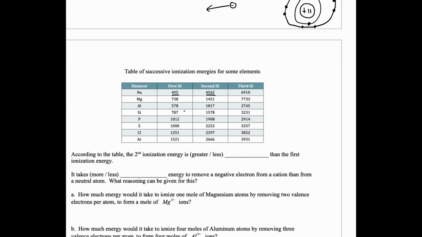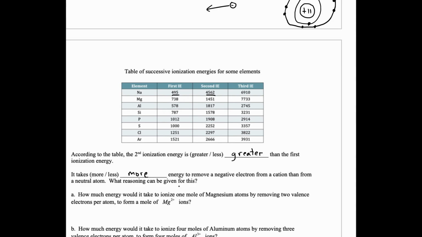So in general, that's always the case. The second ionization energy is greater than the first ionization energy. That's true of all the values. So we find that it takes more energy to pull an electron off a positive ion than it does to pull an electron off a neutral atom.